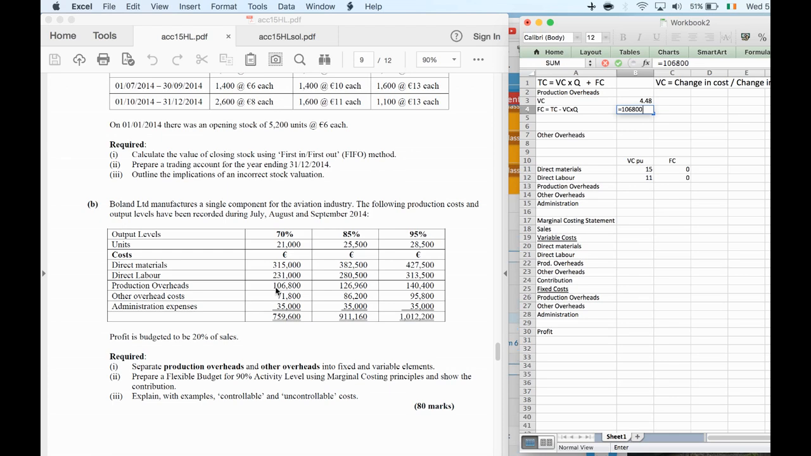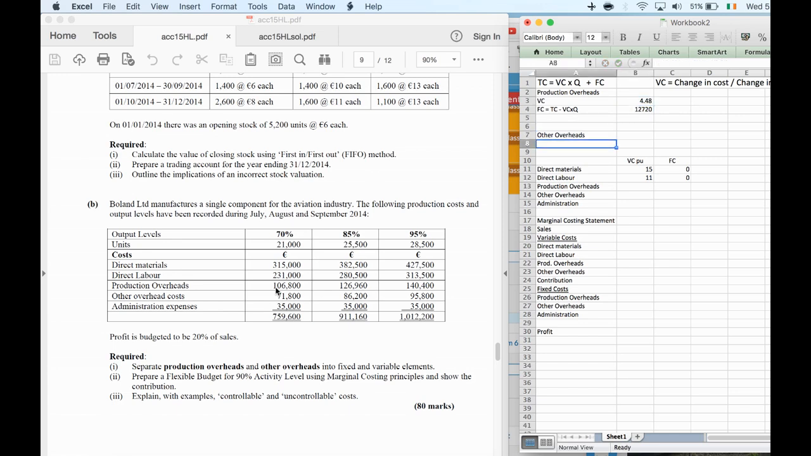So total cost is 106,800. I take away from that the variable cost times quantity. So the variable cost I've already worked out is 4.48. I'll multiply that by the quantity, so the quantity is 21,000. So that's my fixed cost for production.